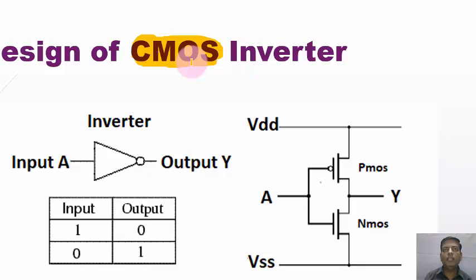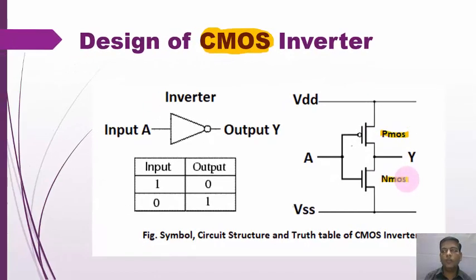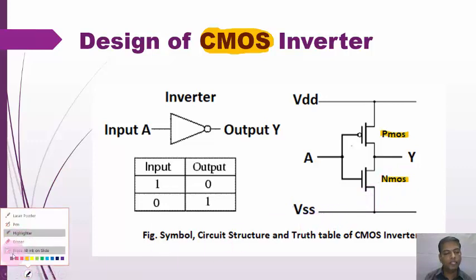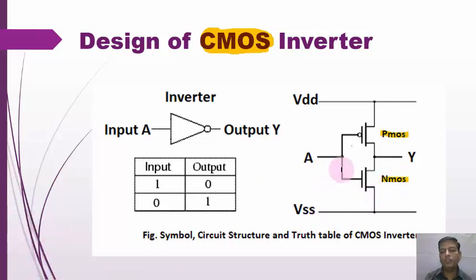One PMOS and one NMOS must be there. For the design, one PMOS and one NMOS must be there, because here we have to design CMOS circuitry, which is a combination of PMOS and NMOS. Now we have to know the basic functionality of PMOS and NMOS: when PMOS should operate and when NMOS should operate.